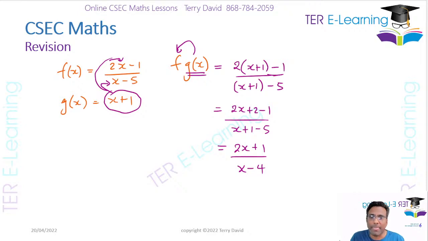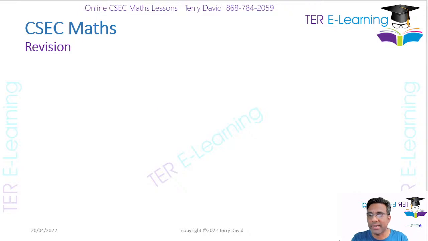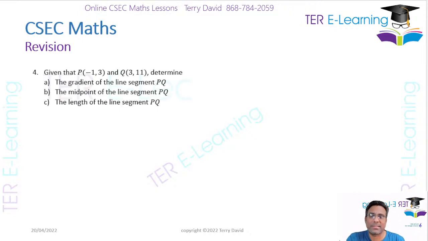Right, so that's basically what we can be given in a function question. Now let's look at some other questions that they could ask us. So, question 4. I have 2 points. I have a point P, which is given by -1 and 3. I have a point Q, which is given by 3, 11. And the first part of the question, we want to work out what is the gradient of the line segment PQ.